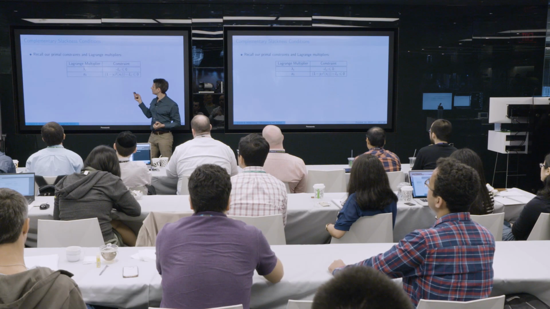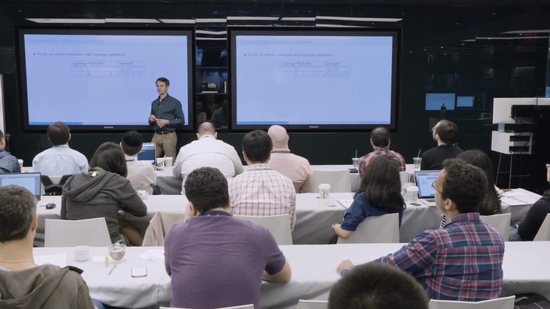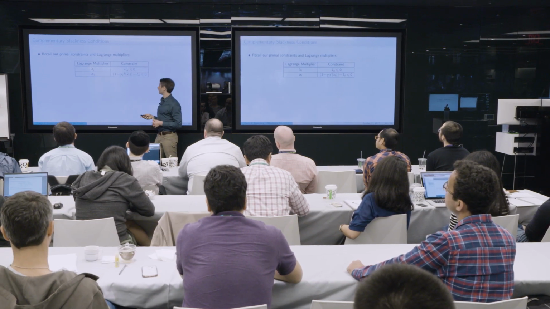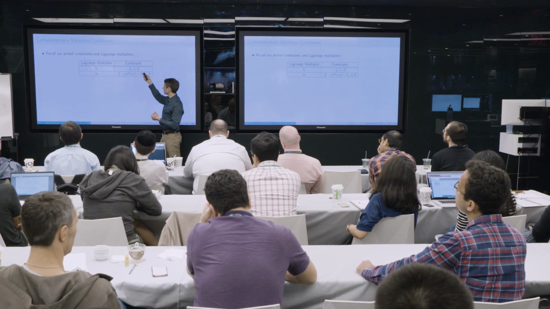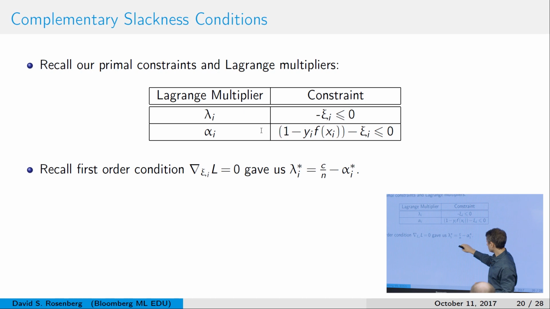Lambda i star, the optimal Lagrange multiplier, multiplied by the constraint function is 0 for all i. Right. The product of the Lagrange multiplier and the constraint function is 0 for the optimal. Good.